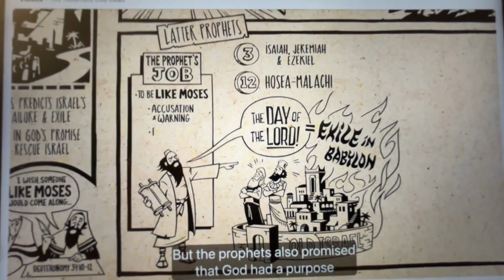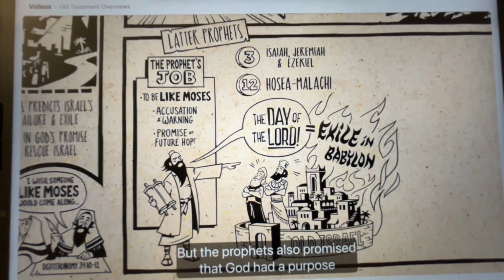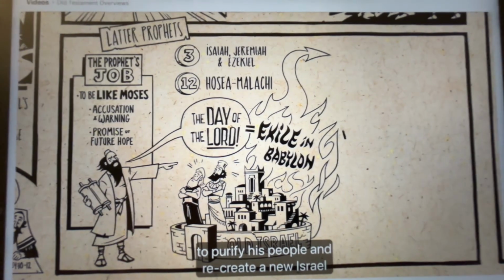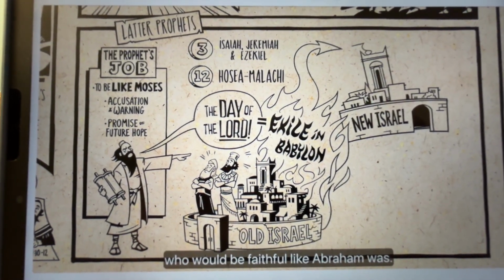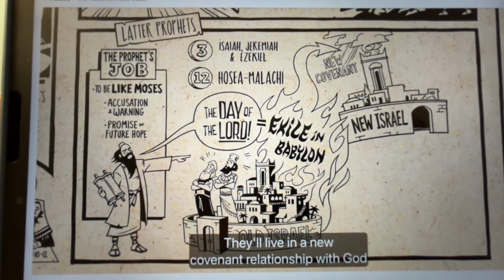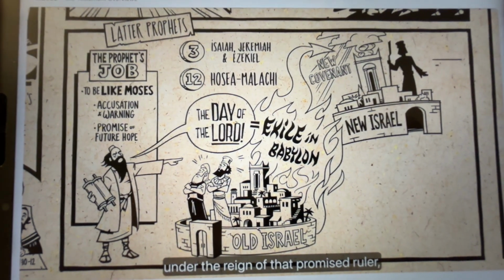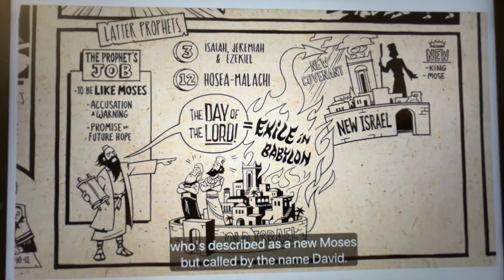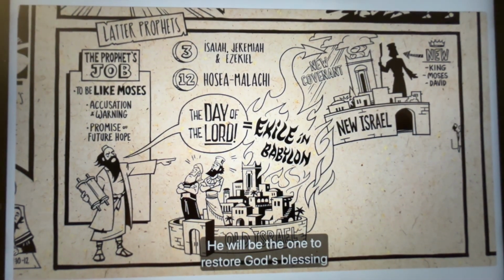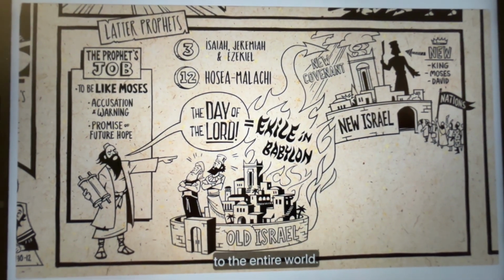But the prophets also promised that God had a purpose, to purify his people and recreate a new Israel who would be faithful like Abraham was. They'll live in a new covenant relationship with God under the reign of that promised ruler, who's described as a new Moses, but called by the name David.